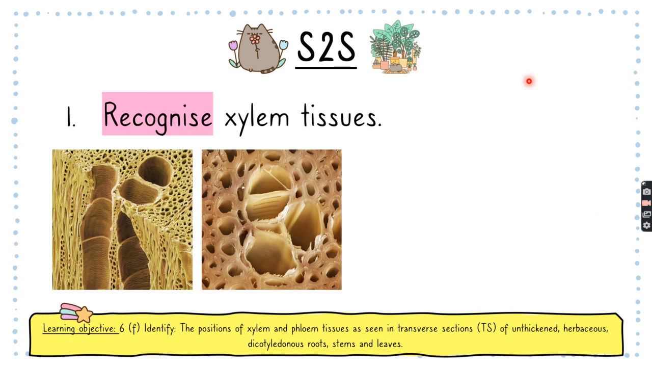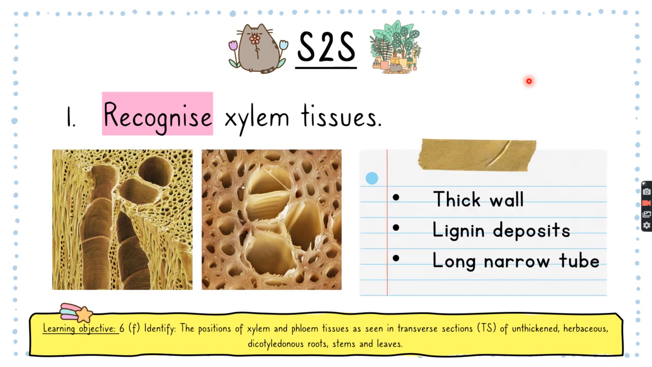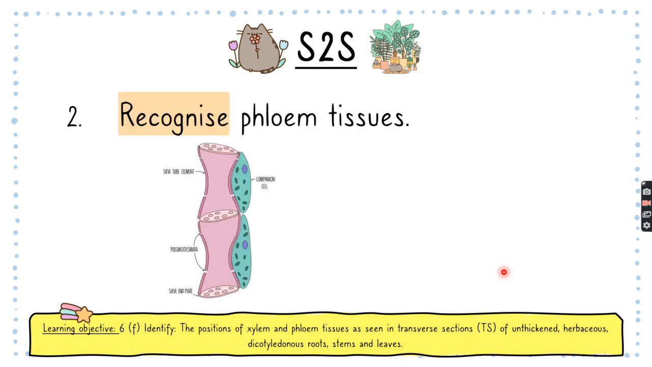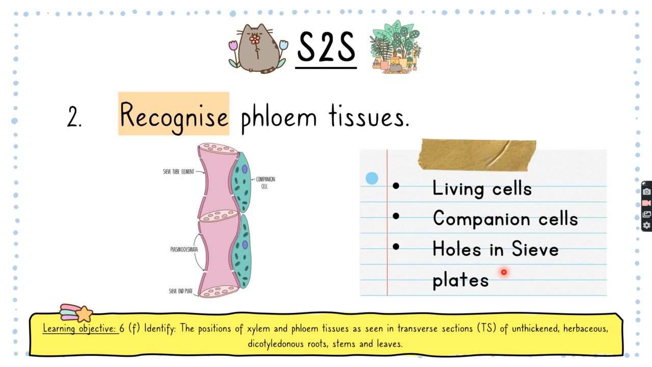So now we're done with our lesson. Let's just recap. So we have to recognize xylem tissue. We can tell them by looking at how thick the wall is. They have lignin deposits and they are very long and narrow tubes. And as for the phloem tissues, they are living cells. Companion cells are there as well, and if you can find the sieve plates, then it's obvious that is a phloem tissue.